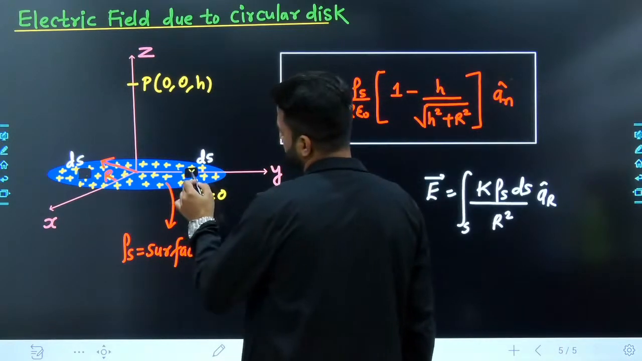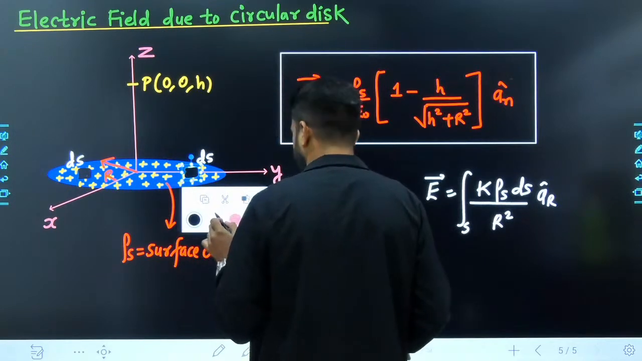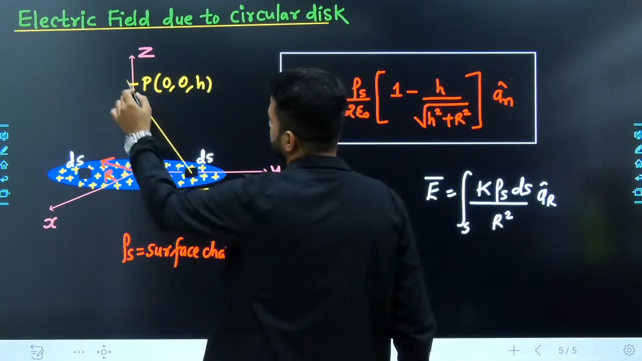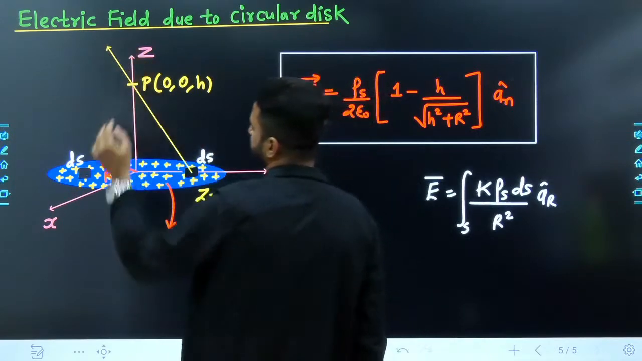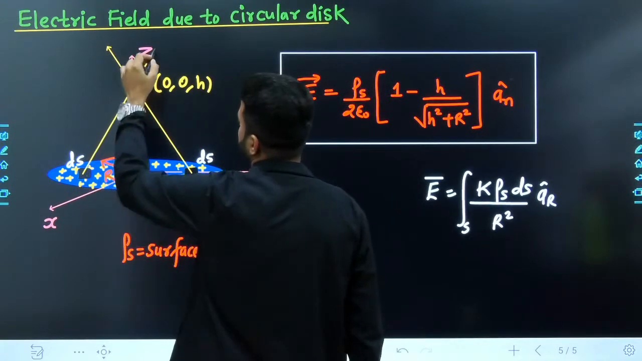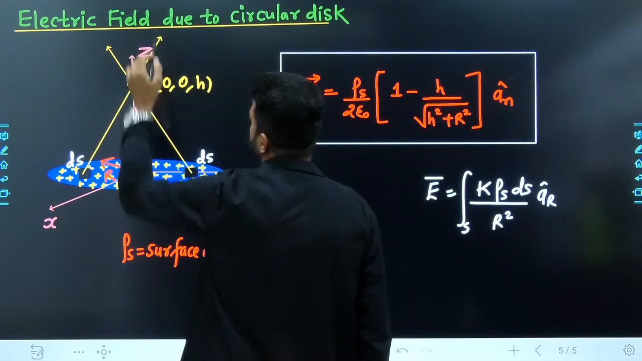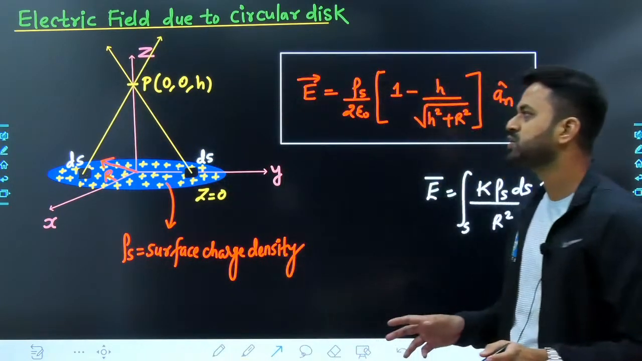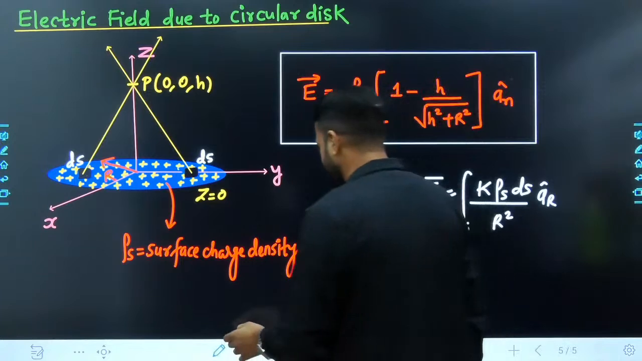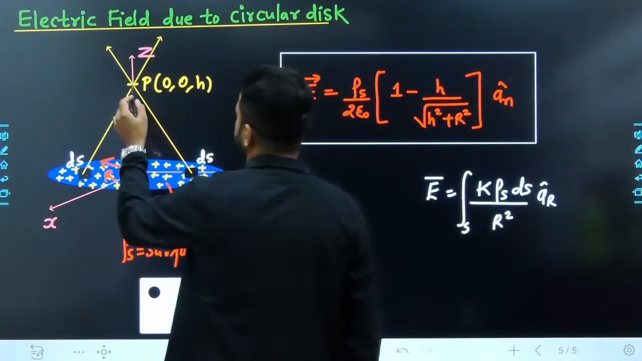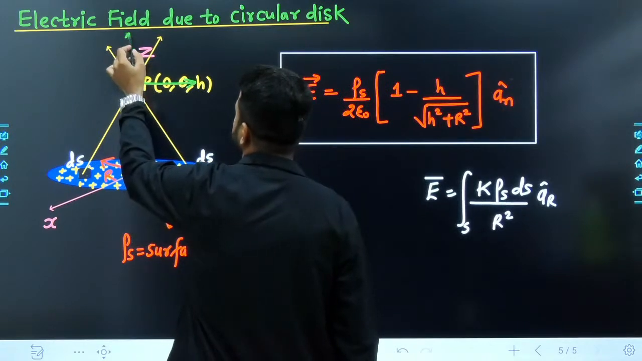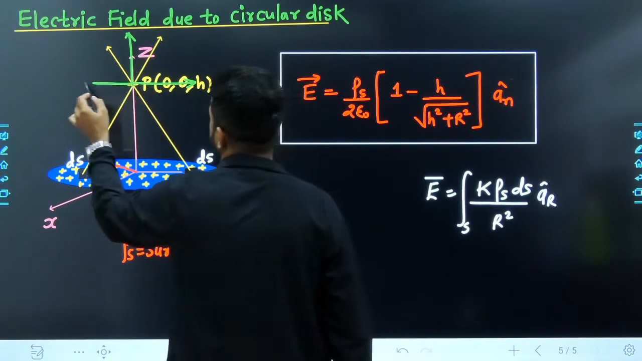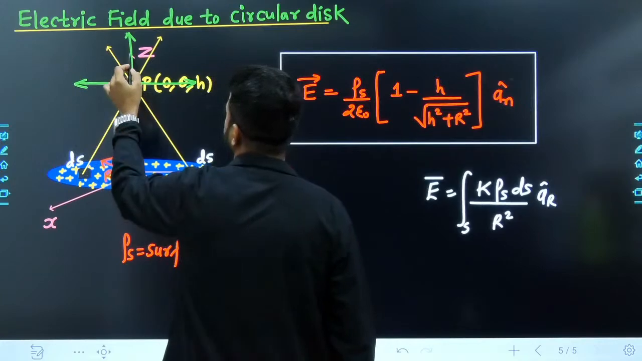Okay, so because of this, if you want to calculate the electric field at this point P, the direction of the electric field will be along the line joining. When we break it into two parts, that is two components, we will have one component in this direction, another component in this direction, and one component in this direction, another again in this direction.